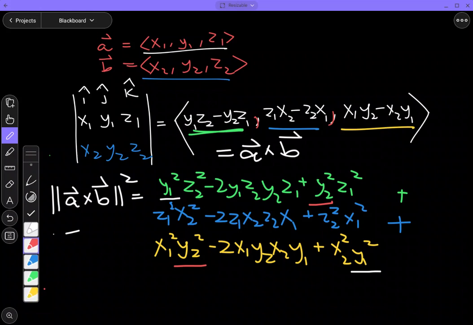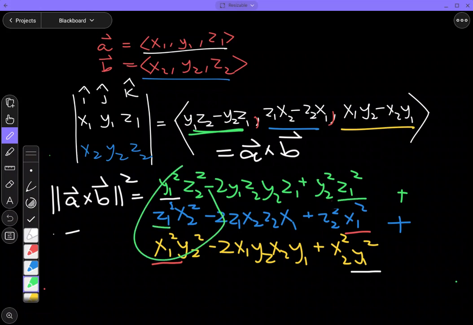Well actually no, it won't work that way. You've got to pair things up, so I'm going to redo this in red. You have to pair this x1 squared with this x1 squared. And then for this last one, you pair this z1 squared and this z1 squared. This way, all the terms with squares are being used.